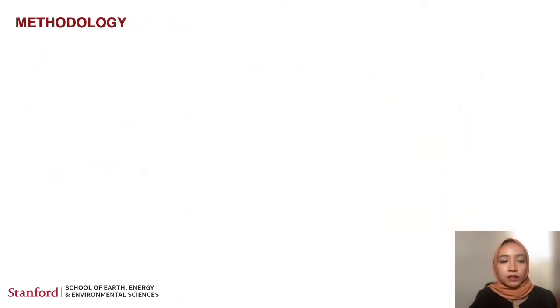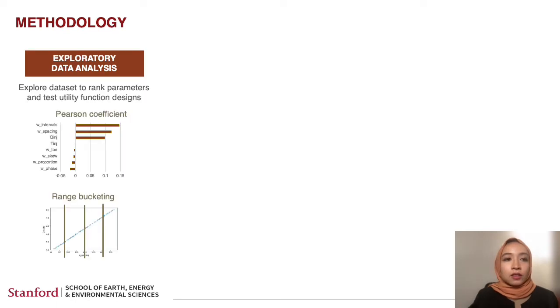And this is our methodology to arrive at our conclusion. First of all, we did exploratory data analysis, in which we explored the dataset to understand it better. For instance, we ranked the parameters using the Pearson coefficient to understand the influence of the parameters on the objective function. We also tested utility function design. For instance, we tried to bucket the ranges of the parameters, but then we realized that we wanted a more robust approach that can interpolate between the buckets.